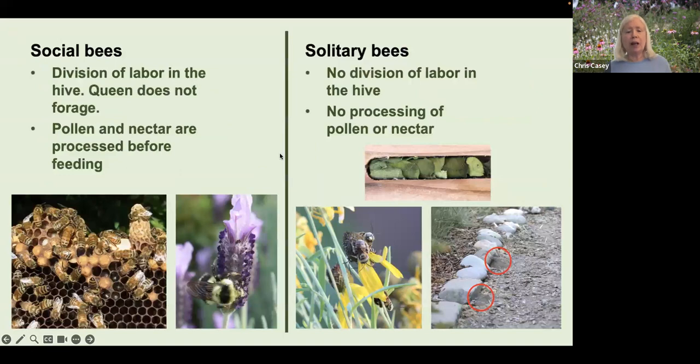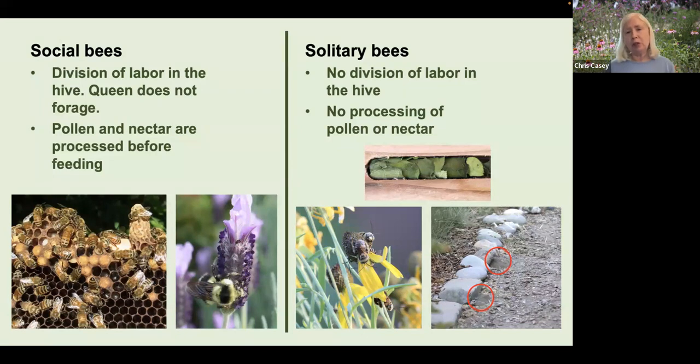So as I mentioned, honeybees are social insects. There's a division of labor. The queen doesn't forage. She goes out once for a mating flight. And in that mating flight, she acquires and can store all the sperm that she will need for her lifetime.